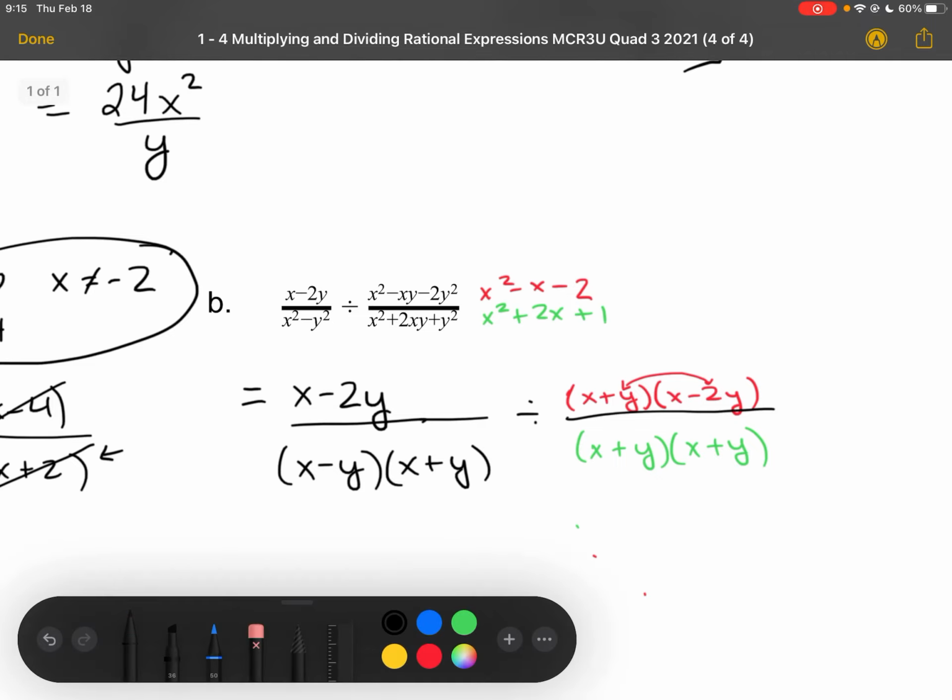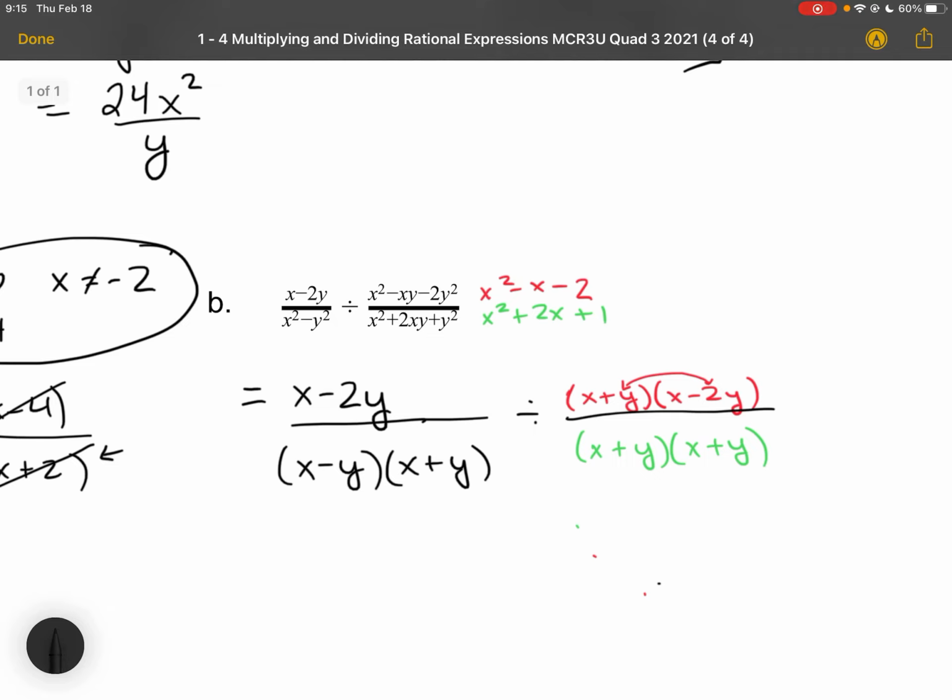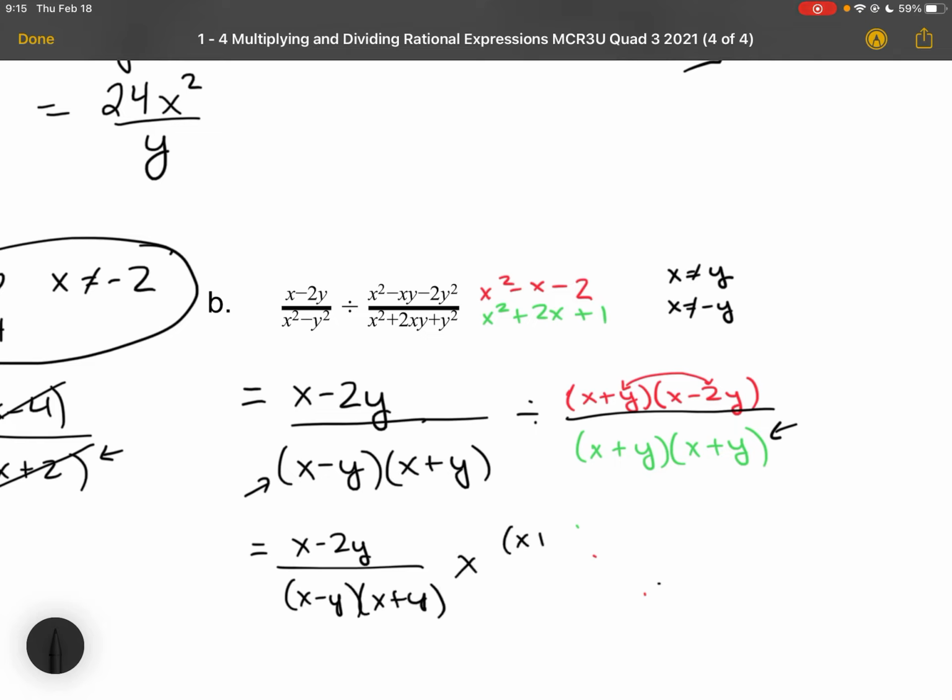Now that I've done that step, I'm going to state any restrictions that I have here. And so from my denominator on my first fraction, I've got x can't equal y and x can't equal negative y. Checking on my second one, both brackets would lead me to the restriction of x can't equal negative y, and I've already accounted for that. Because I'm doing division, I need to invert and multiply. So I've got x plus y times x plus y over x plus y times x minus 2y.